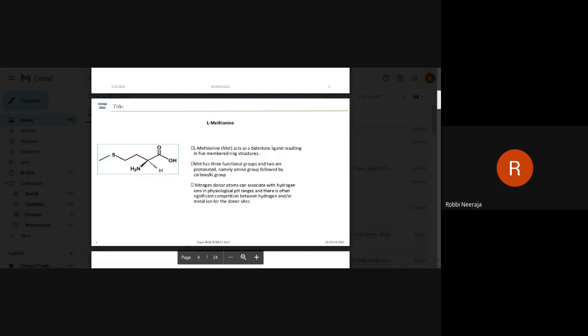L-Methionine acts as a bidentate ligand, and it always coordinates in 5-membered ring structures. MET has three functional groups, out of which two get protonated, namely the amino group followed by the carboxylic group. In this amino group, the nitrogen donor atom can associate with hydrogen ions in physiological pH ranges, and there is often no significant competition between hydrogen and metal ion for free donor sites.